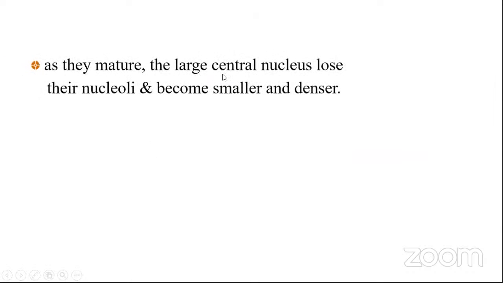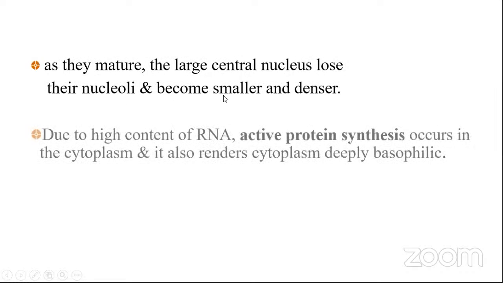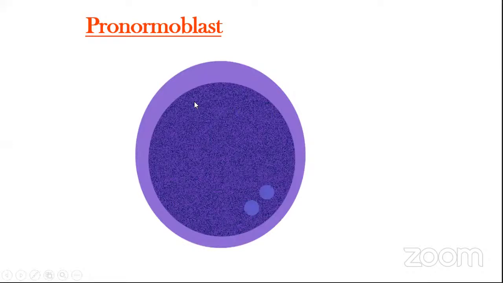So we will see this cell. As they mature, the large central nucleus loses its nucleoli and becomes smaller and denser. Due to the high content of RNA, there is active protein synthesis occurring in the cytoplasm, which renders the cytoplasm deeply basophilic. This is the diagram of the pro-normoblast.